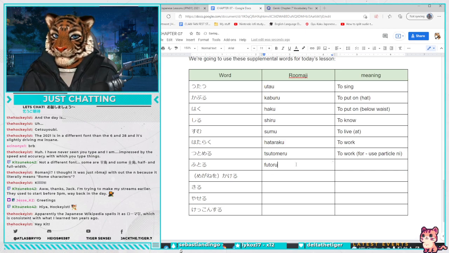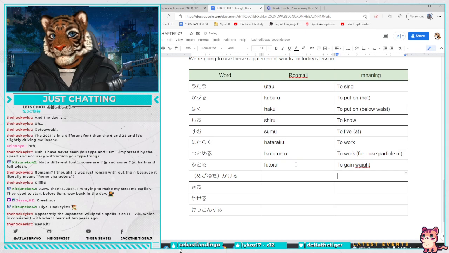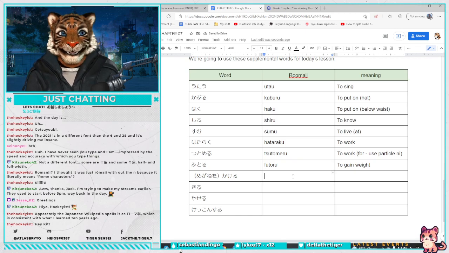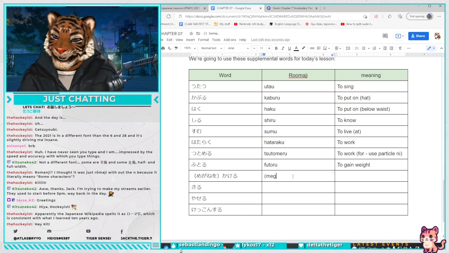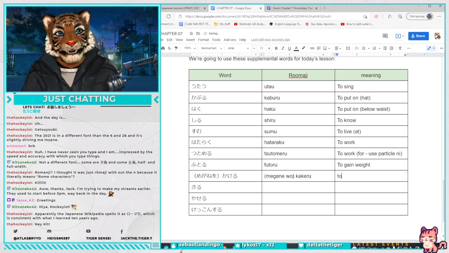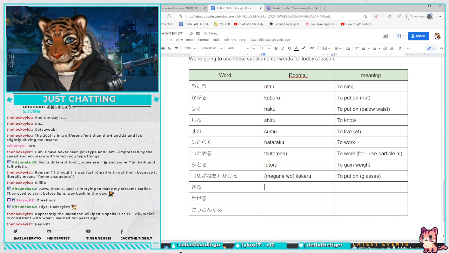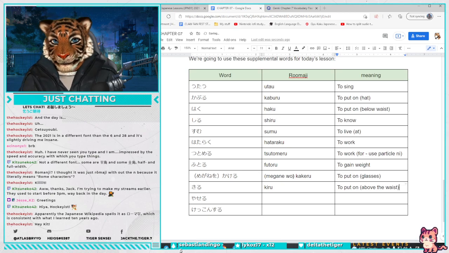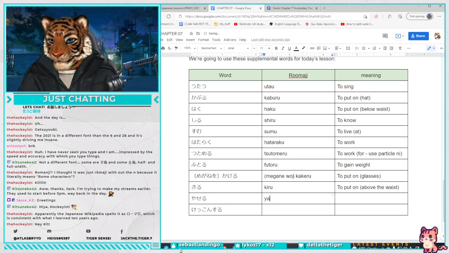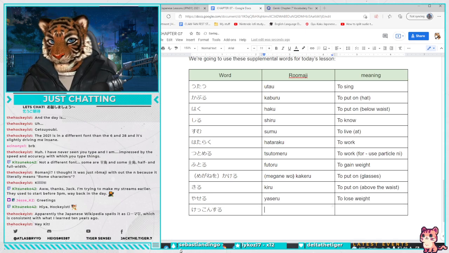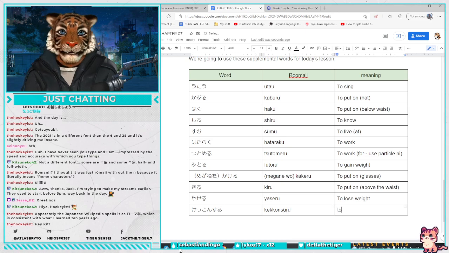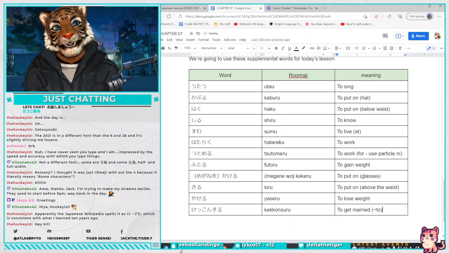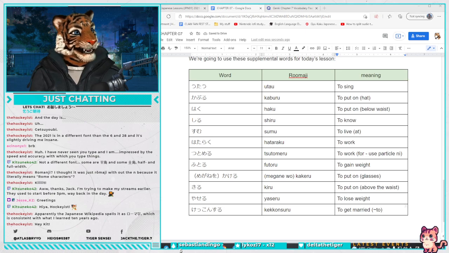Futoru, to gain weight. I spelled weight wrong. After you complimented me on how quickly and accurately I could type, this megane o kakeru, which is to put on glasses. Then kiru, which is to put on above the waist. Then we have yaseru, which is to lose weight. And then kekkon suru, which is to get married, and this is using particle to, which means and. All right, so these are going to be our supplemental words for the lesson for today.